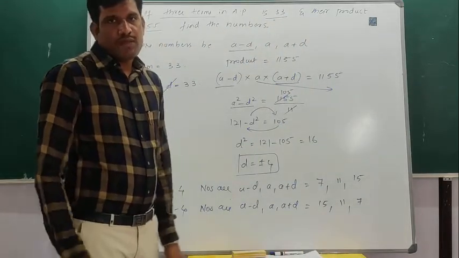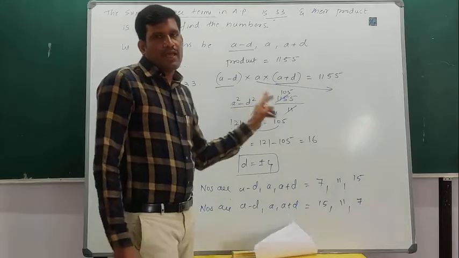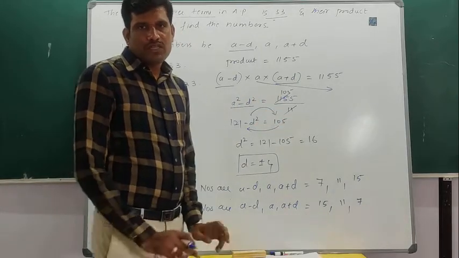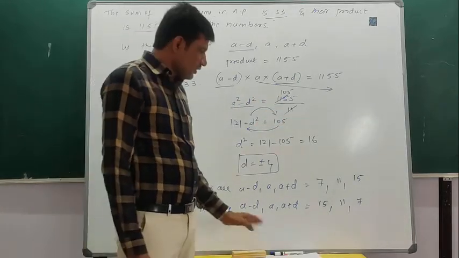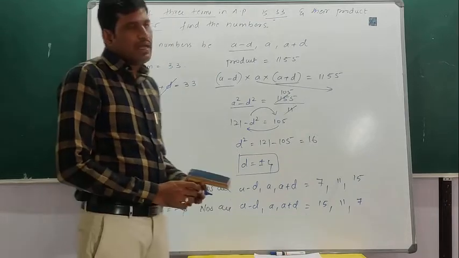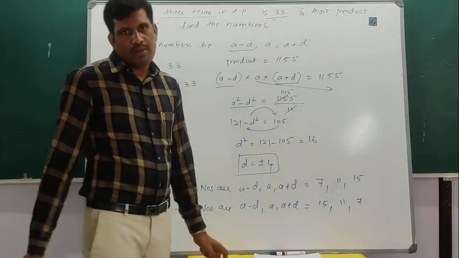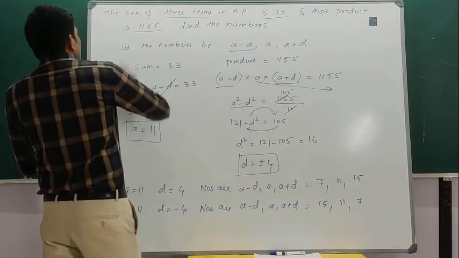So by taking the numbers as a minus d, a and a plus d, the computation of problems becomes very easy. If we take the numbers as a, a plus d and a plus 2d, then the computation of the problem becomes lengthy. This is the reason why we take the three numbers as a minus d, a and a plus d. We'll go for one more problem.